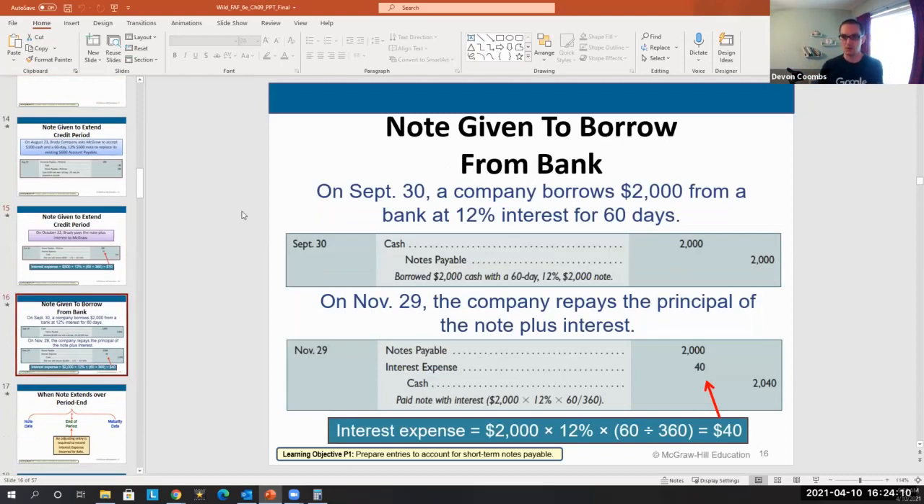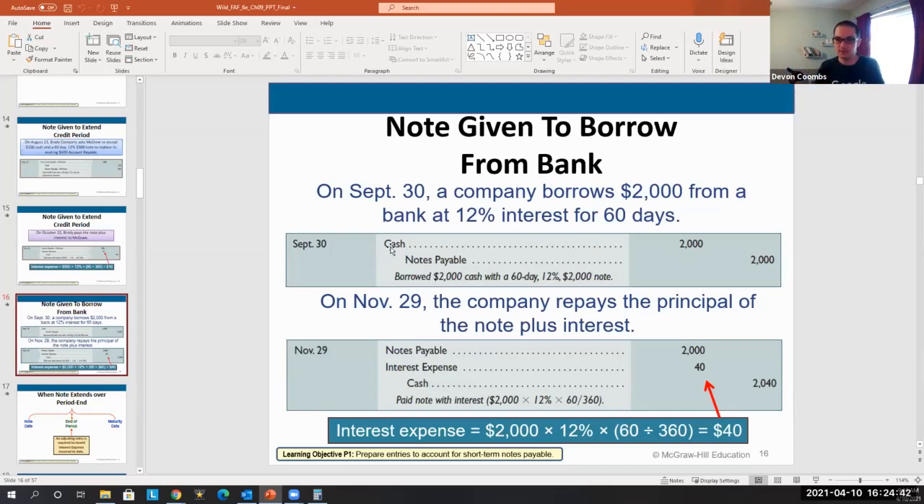What about a note given to borrow money from a bank? So we go to a bank and we borrow $2,000 from the bank at 12% interest for 60 days. So that's no longer an accounts payable, it's a notes payable, because we're borrowing the money. We're not paying for something explicitly. We're really just getting cash in exchange for us promising to pay back that money in the future. And so the most traditional long-term notes payables we can think of are mortgages. But in this situation, we are just borrowing money from the bank, similar to having a credit card.